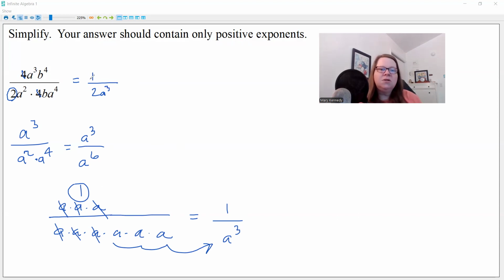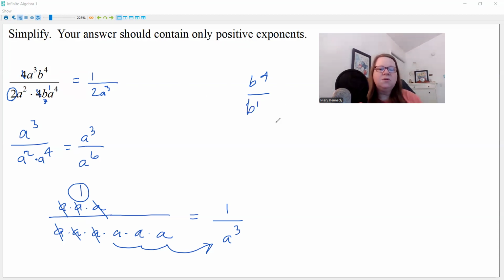Okay, now let's do the b's. So on the top, I've got b to the 4th. And on the bottom, I've got b to the 1st. So be really, really mindful that that is not b to the 4th. It's b to the 1st times a to the 4th. So b to the 1st.